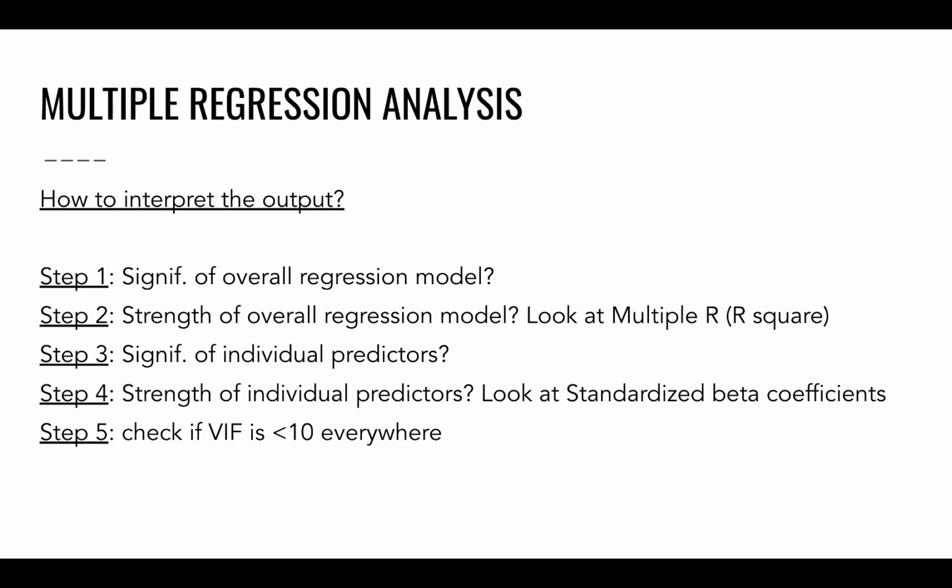First thing you need to do is look at the overall regression model significance. Then look at the strength of the overall regression model, which means looking at that multiple R or R square. Then look at the significance of the individual predictors. Then look at the strength of the individual predictors by looking at the standardized beta coefficients. And then lastly, check if the variance inflation factor is below 10 everywhere.